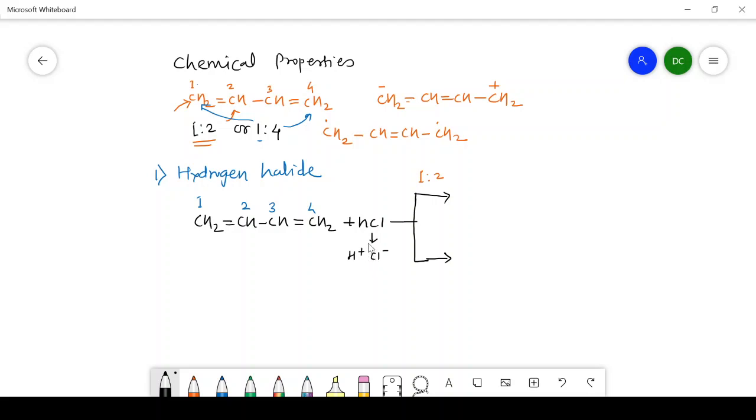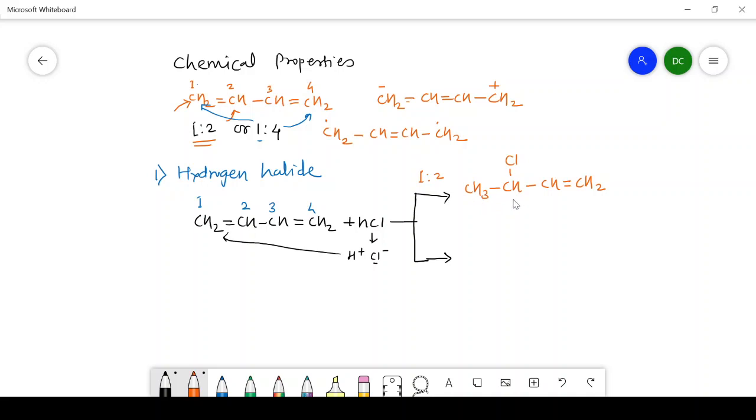And from this HCl, hydrogen is attached to one carbon and chlorine is attached to another carbon. Now in 1,2 addition, what happens? This hydrogen is going to add with this first carbon, whereas Cl is going to add with the second carbon. Then the product will be CH3, then CH, here chlorine is attached, and the remaining bonds remain the same. In this way, 1,2 addition takes place.